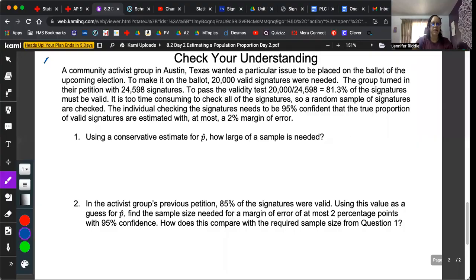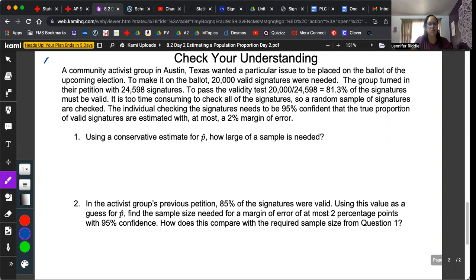All right, let's go over today's Check Your Understanding. It says a community activist group in Austin, Texas wanted a particular issue to be placed on the ballot of the upcoming election. To make it on the ballot, 20,000 valid signatures were needed. The group turned in their petition with 24,598 signatures. To pass the validity test, 81.3% of the signatures must be valid.